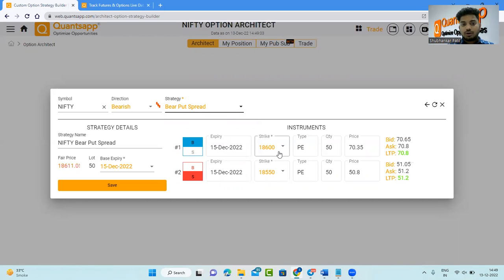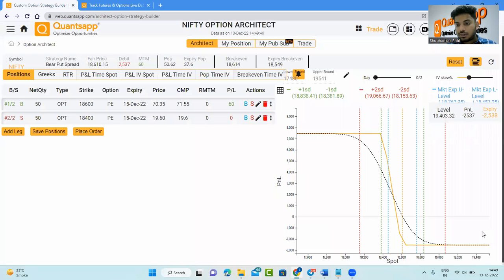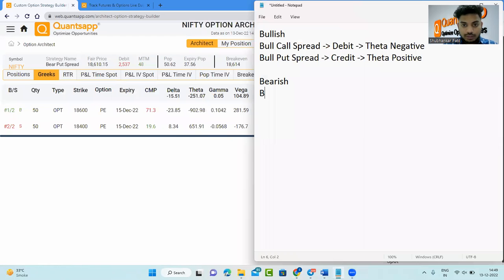Over here, you are creating a bearish strategy using put options. So what you have done is you have bought an at the money put option. A higher strike put option is something you will buy, and a lower strike put option is something you will sell. Then you can make some changes in the strike selection. Let's say you are selling an 18,400 put option. This is how it will look. Again, the same thing repeats. This is again a theta negative strategy. Not a lot of things change over here. So this is a bear put spread.